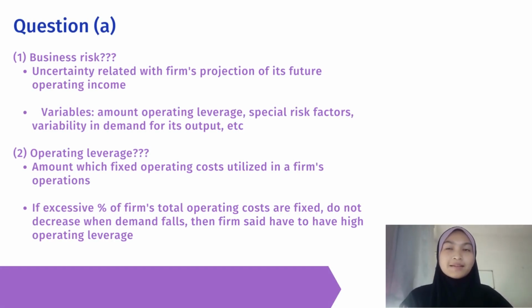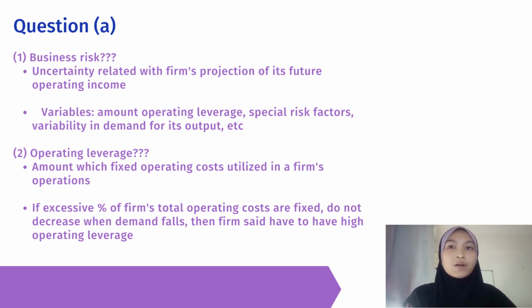Question A1. Business risk is the uncertainty related with a firm's projection of its future operating income. There are many factors that influence business risk, for example, special risk factors, amount of operating leverage used by the firm, variability in the price at which its output can be sold, and etc.